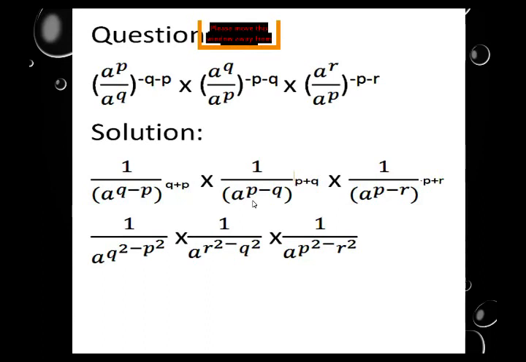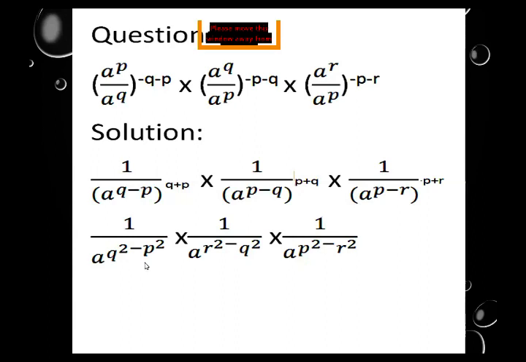Similarly, in the last factor we have 1 over a to the power p minus r, and the whole power is p plus r. So the possibility is that you may shift. Keep in mind, this is one of the solutions, but it is not the only one, right? You may get different solutions from different teachers, so you may follow the method which is easy for you to understand, right?